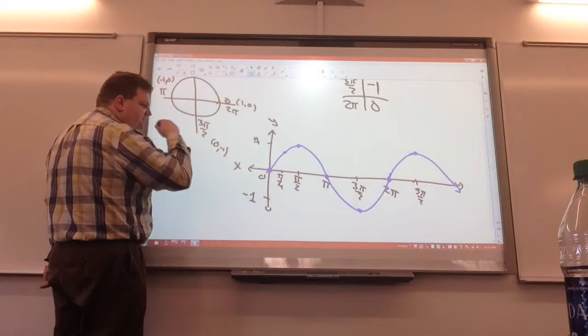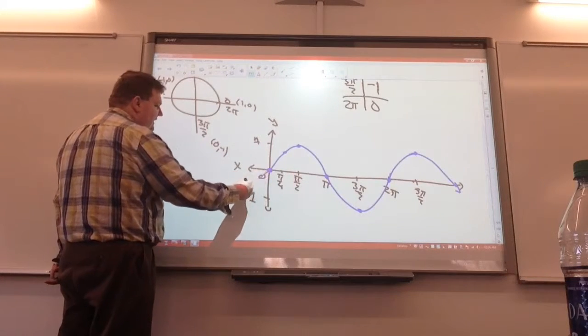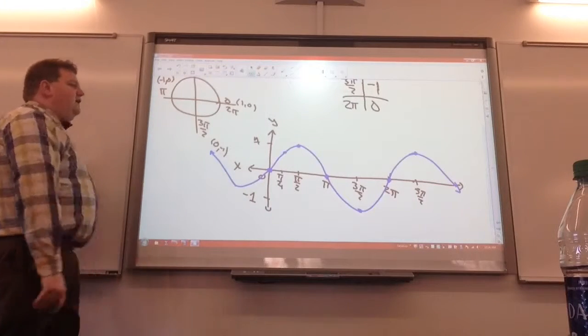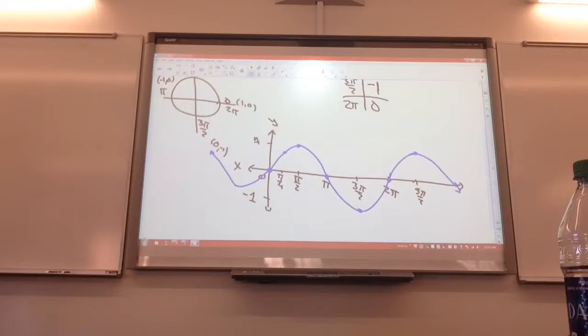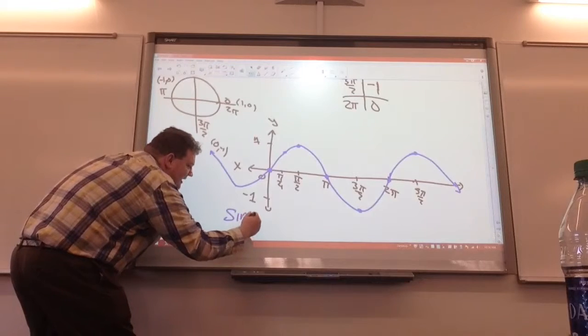What's it going to do over on this side? It's going to keep doing the same thing again. So at negative pi, it comes down to negative 1, then shoots back up again and does that. So what does it make? What would we call that? A wave. This is in fact known as the sine wave.